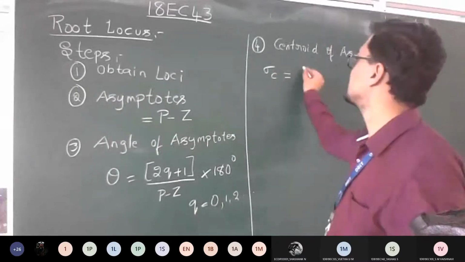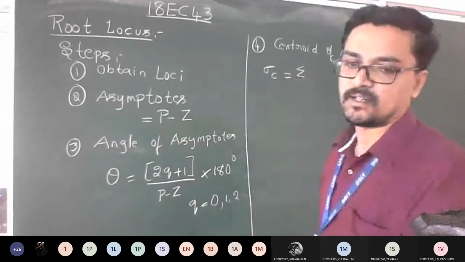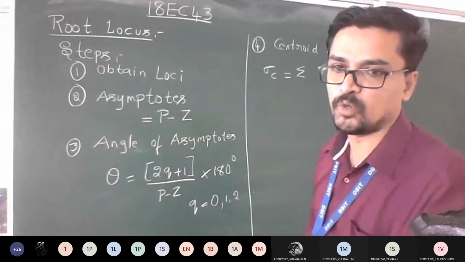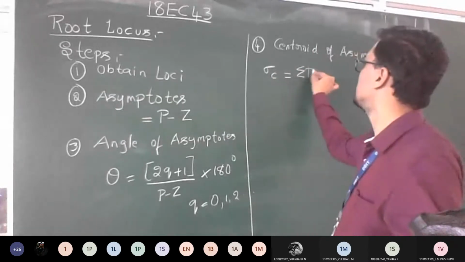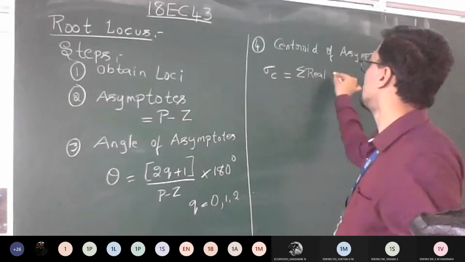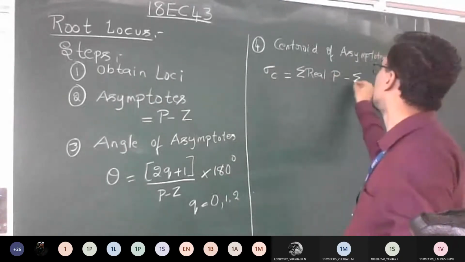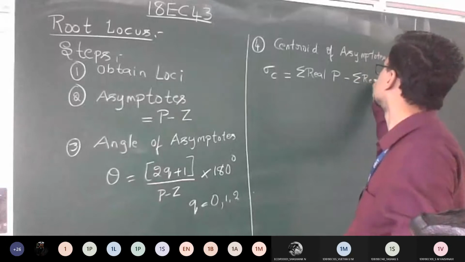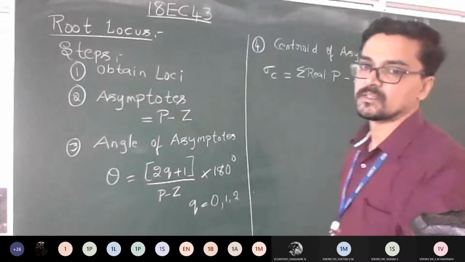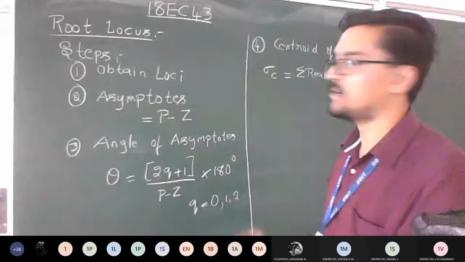See, the centroid is denoted with the symbol sigma C. So sigma indicates a centroid. The formula is: real part of open loop poles minus real part of open loop zeros, divided by the number of asymptotes, nothing but P minus Z.